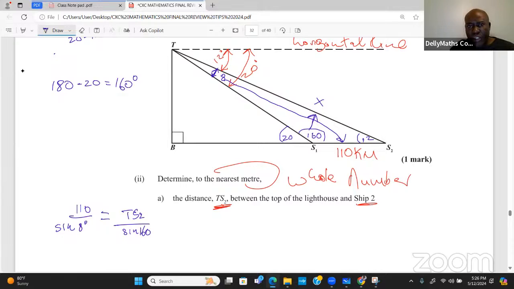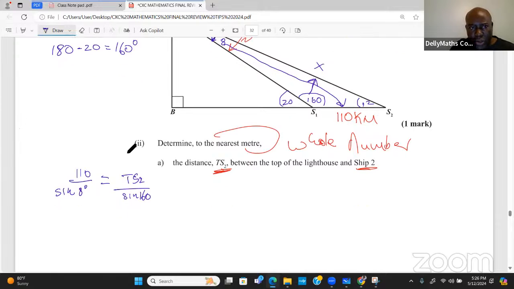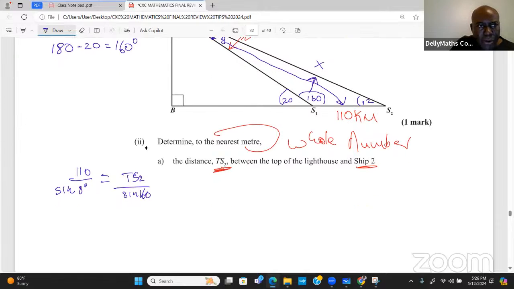All right, so let us get that out of the way. Let me just work this out. I'm going to employ cross multiplication. So multiply these. I'm going to say the sine of 8 degrees times TS2 is equal to 110 times the sine of 160. So you're seeing that at the end of the day, I'm going to have to divide by the sine of 8 degrees.